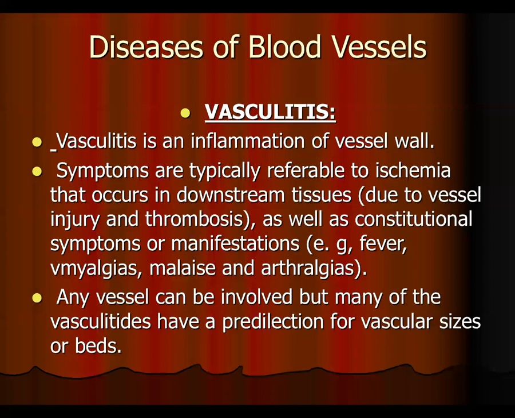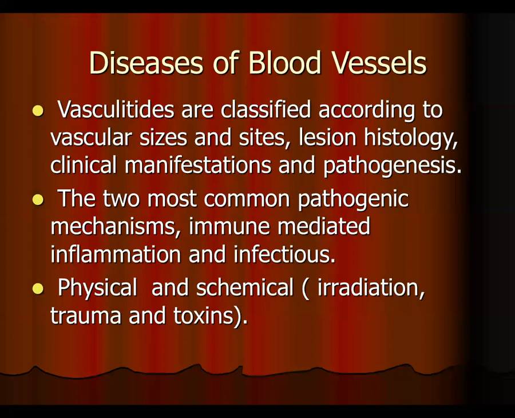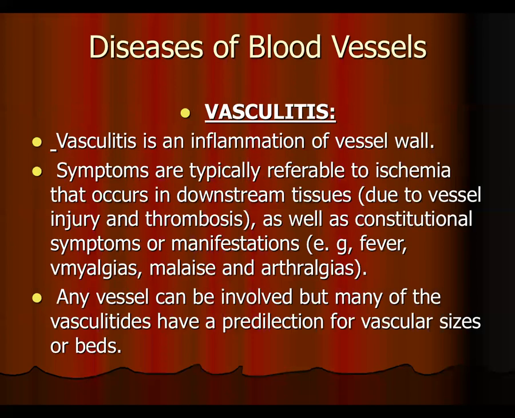Another one is the immunological mediated type. These are the two most important and common patterns of vasculitis: the infectious type and the immune mediated type. There are also other causes, like physical and chemical causes such as trauma, radiation, toxins and microbes, which can contribute to the pathogenesis. So by definition, vasculitis is an inflammation of the blood vessel wall.